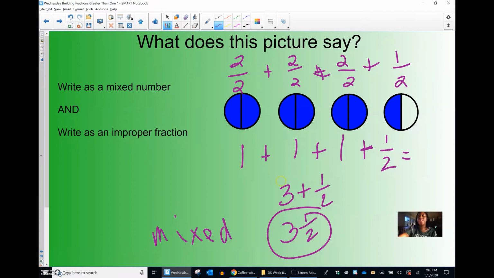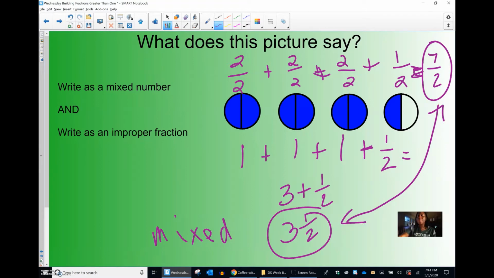And hopefully you understood how we did that. But we still haven't figured out the improper fraction. So let's go back to how we broke these out in halves, and we're going to count again the numerators. We have 2 plus 2 plus 2 plus 1. What is that, ladies? You should have gotten 7/2. So now we have the mixed number here, 3 1/2, and the improper fraction here. 7/2 is also the same thing as 3 1/2.